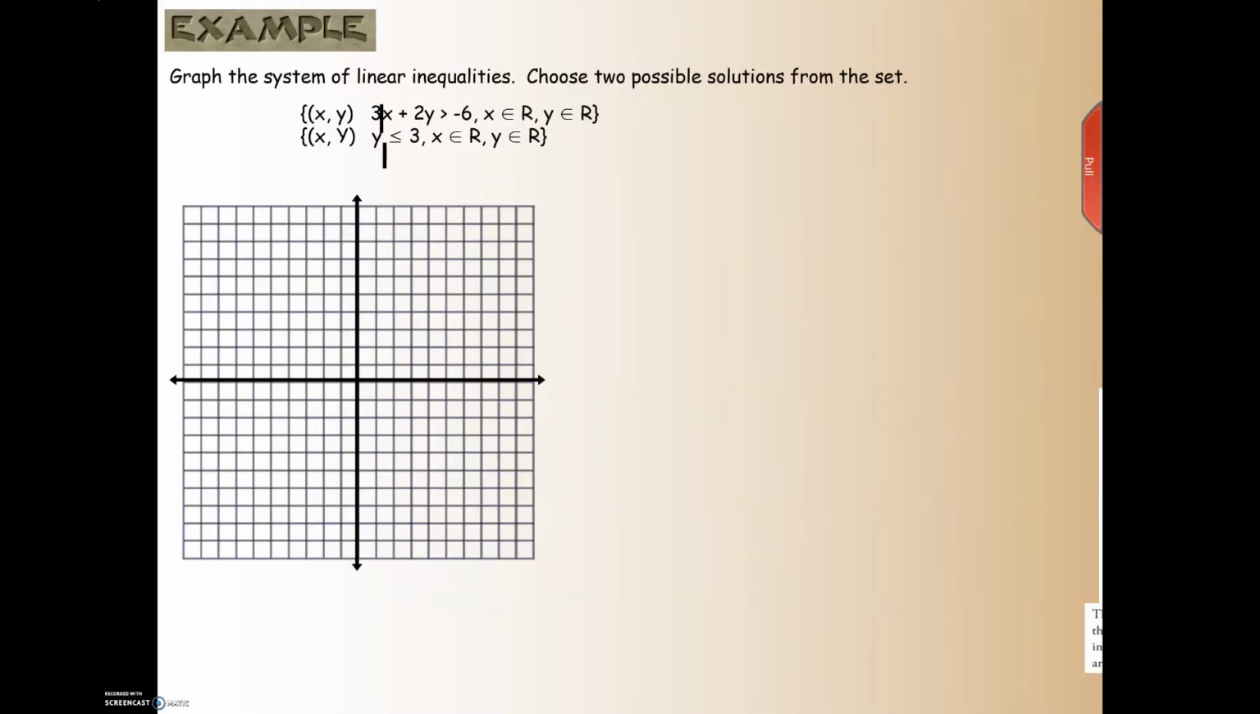So we're going to graph the system of linear inequalities and choose two possible solutions from the set. So here, and yes, these little lines should be over here, but they're not. So if I look at the first one, my linear inequality is 3x plus 2y is greater than -6. And I'm going to turn that into y equals mx plus b format so that I can graph using the slope-intercept form.